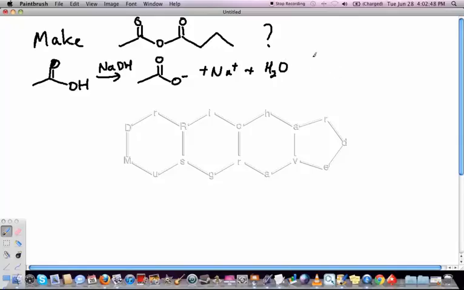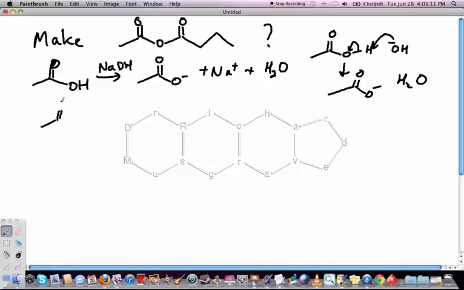So the mechanism for that is fairly simple. It's just going to be the OH minus coming in and pulling the hydrogen off the carboxylic acid to give a carboxylate ion. In the next step, what we're going to do is we're going to take this carboxylate ion and we'll react it to form the other side of our acid anhydride. And what we're going to need here is the butanoyl chloride. And that will give us our product.